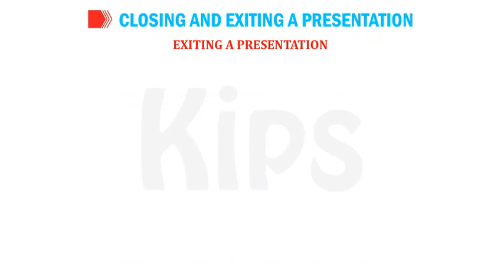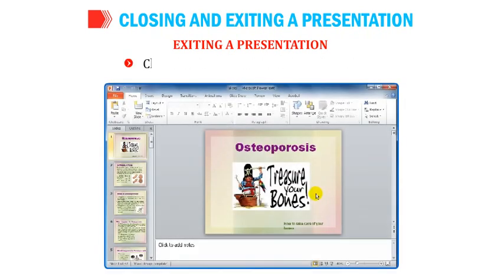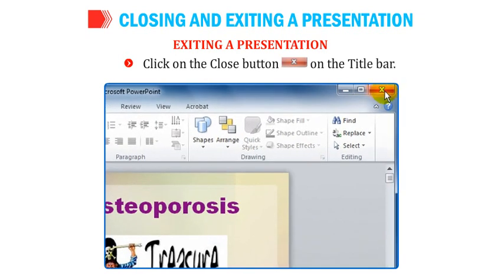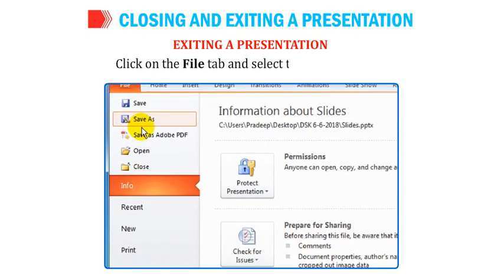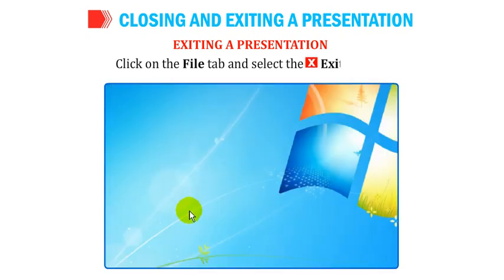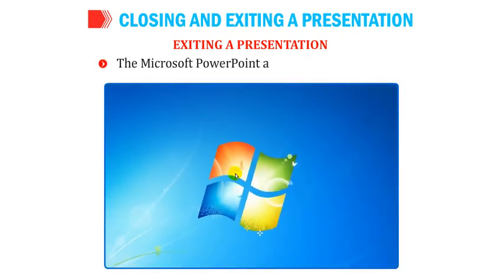Exiting a presentation. To close or exit PowerPoint application, click on the Close button on the title bar or click on the File tab and select the Exit option. The Microsoft PowerPoint application will be closed.